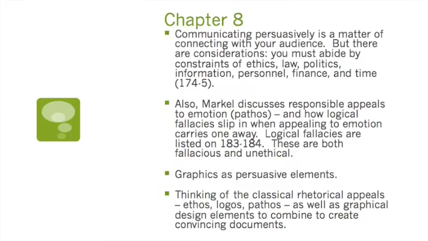Okay, so the next slide concerns Chapter 8. Chapter 8 concerns communicating persuasively. It's a matter of connecting with your audience, but there are considerations. You must abide by ethics, law, politics, information, personnel, finance, and time constraints. Those are all the various kinds of constraints that have an impact on your communication approaches, and those are on 174 or 175.